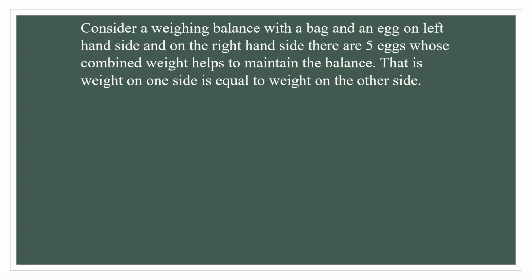Consider a weighing balance with a bag and an egg on the left hand side, and on the right hand side there are 5 eggs whose combined weight helps to maintain the balance. That is, weight on the left hand side is equal to weight on the right hand side.